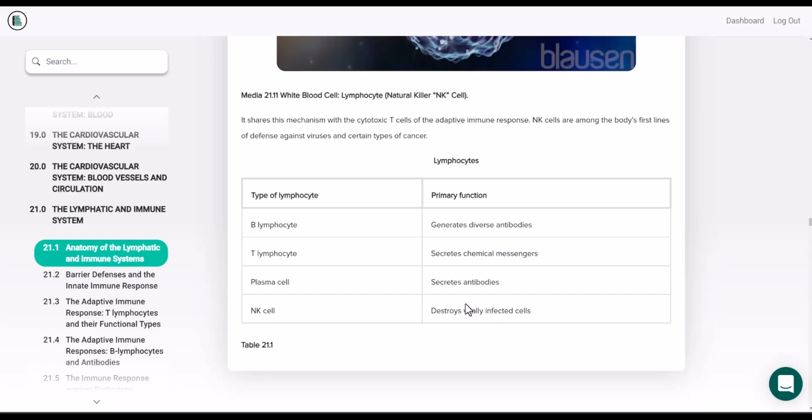So when a virus enters your body and the virus attacks the cell, your cell sends out an SOS signal, basically. And that SOS signal is picked up by the NK cell. And the NK cell comes and tries to destroy that virally infected cell, which of course limits the ability of the virus to spread in your body.